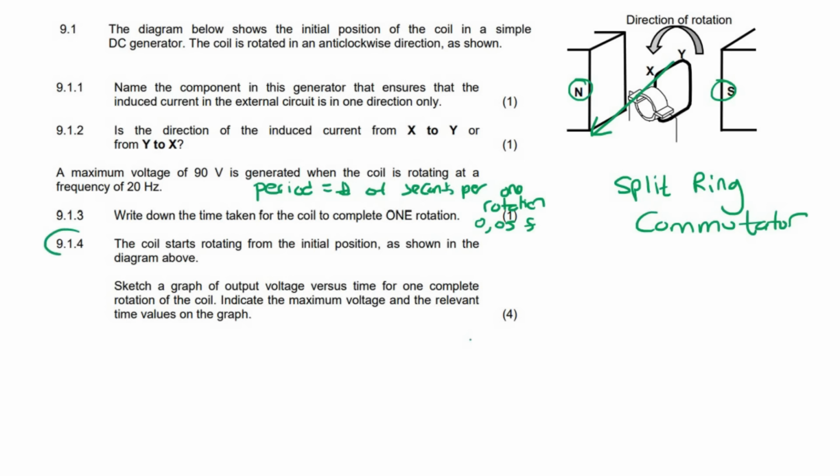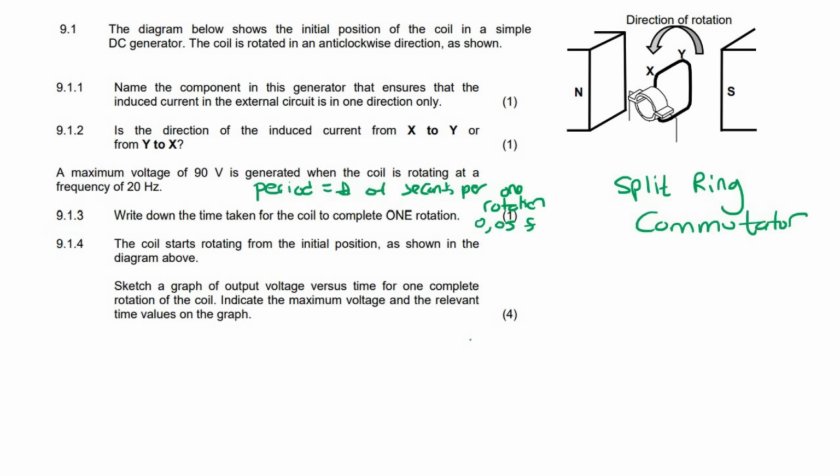This question says that the coil starts rotating from the initial position as shown in the diagram. Remember, I have shown this in the electrodynamics videos, where when you're drawing the graph, you need to look at the starting position or read what they say, to see whether we have a peak or a zero or something like that. It says that the coil starts rotating from the initial position as shown in the diagram below. Parallel, perpendicular, peak, zero, something like that.